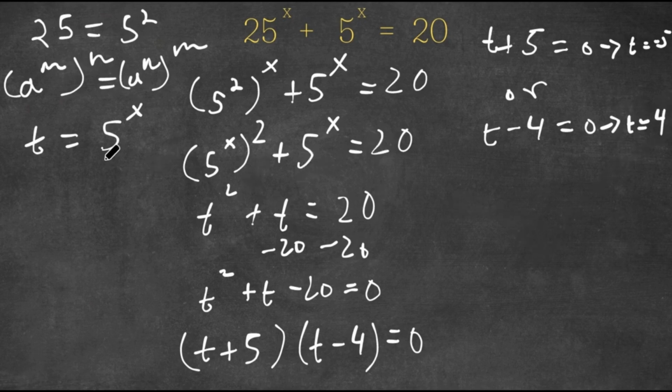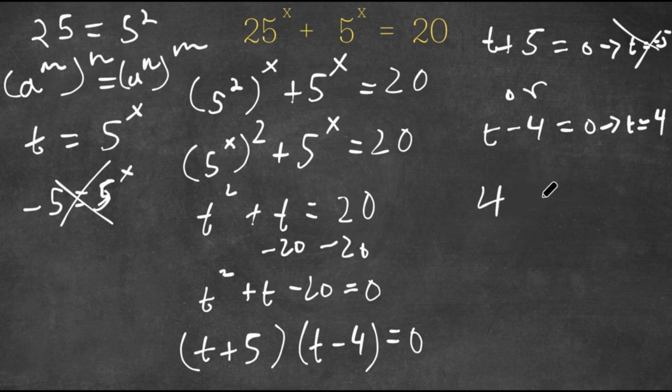So now remember, we set t equal to 5 to the power of x. So let's first try the value t equals negative 5. So if t equals negative 5, then I have negative 5 is equal to 5 to the power of x. And this can actually not be solved. This has no solution because you can't take a power of a positive number and make it negative. So this is wrong, meaning t equals negative 5 is wrong. So that means that we are simply left with t equals 4.